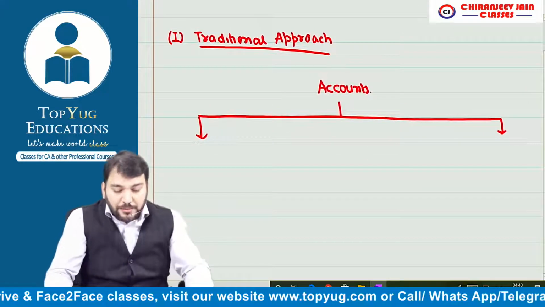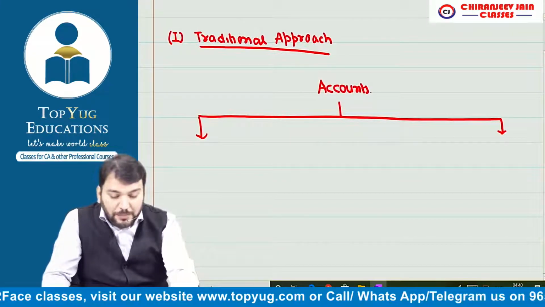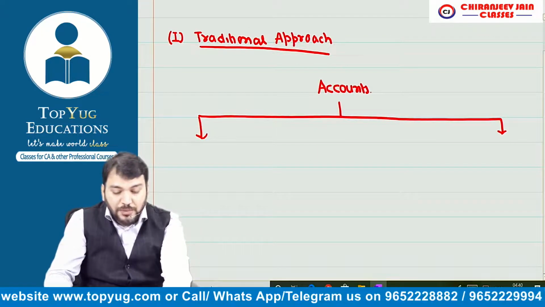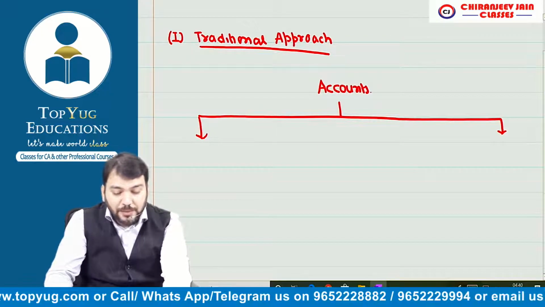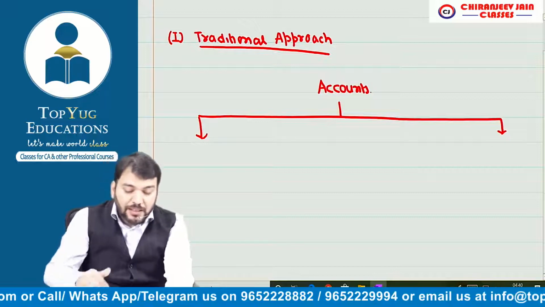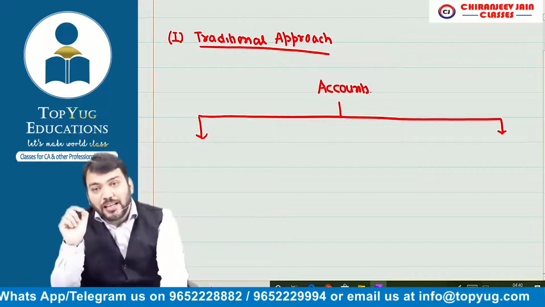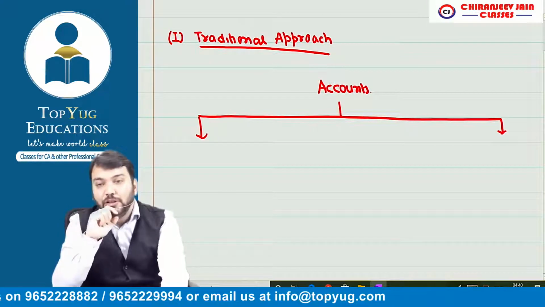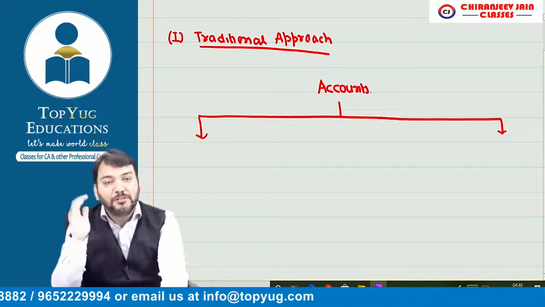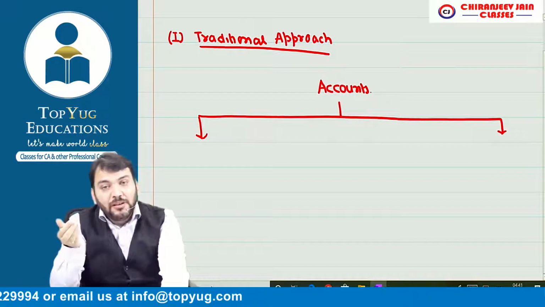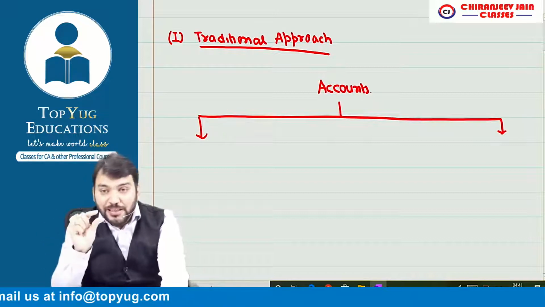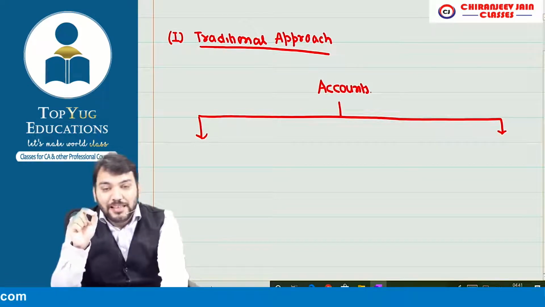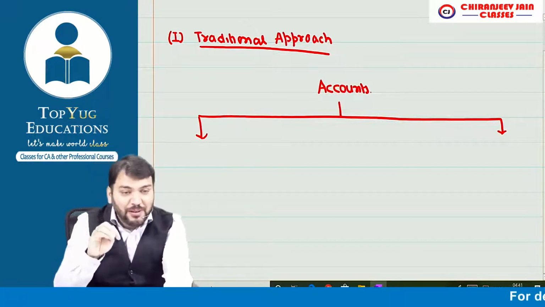So one doubt has come: what is the money measurement concept? Already we discussed the money measurement concept. It is not measure, it is measurement concept. Money measurement. I said all the transactions which will be recorded can be expressed in terms of money value. Means they should have some value. For example, you purchase goods of rupees 1 lakh. So it can be measured in terms of money. Therefore, it will be recorded.